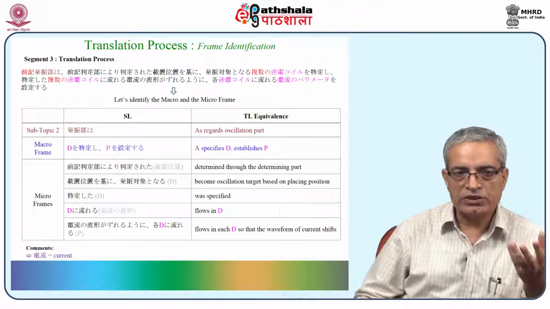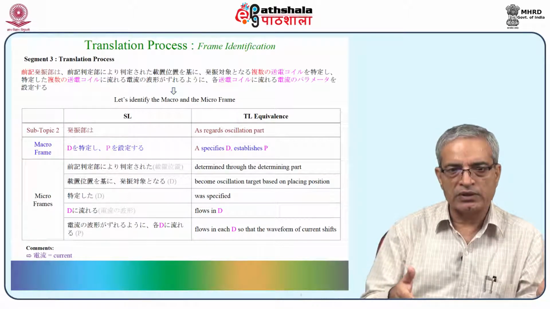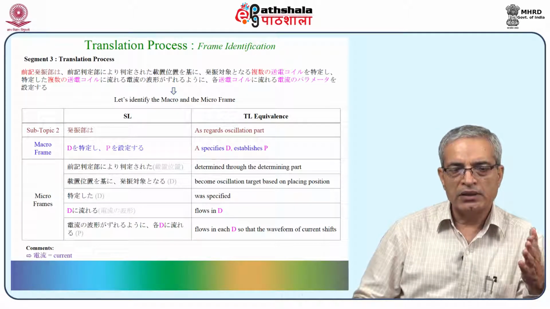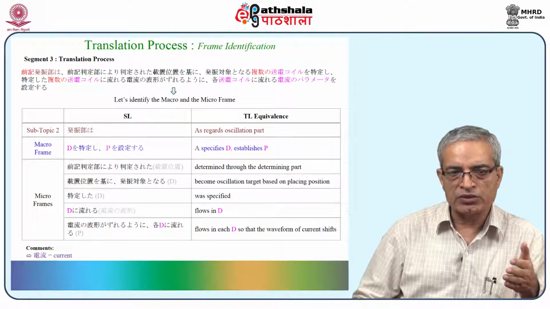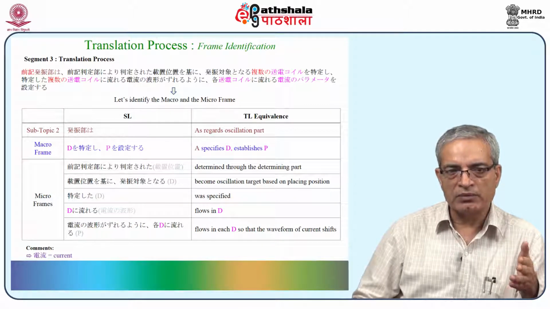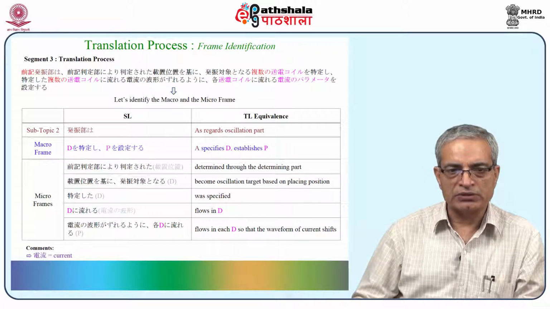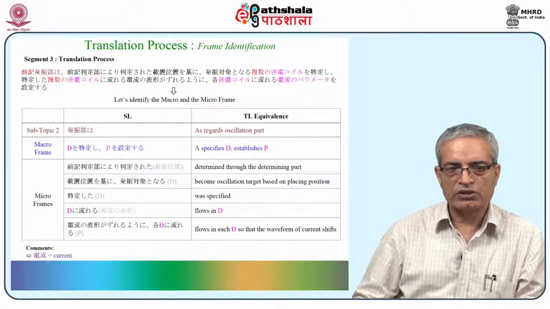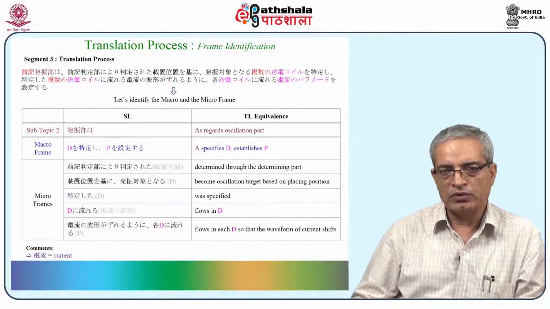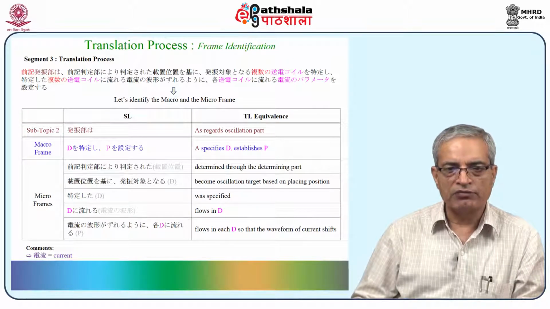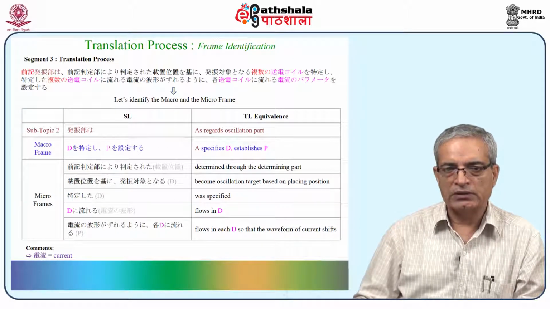Saichi ichio moto ni can be taken as one adjectival clause separately, and the following part is hashin taisho tonaru. The whole thing becomes the oscillation target based on placing position. And then tokteshita was specified, dini nagareru is flown in. Then hakega zureru yoni kaku dini nagareru, so current flows in each D so that the waveform of current shifts.